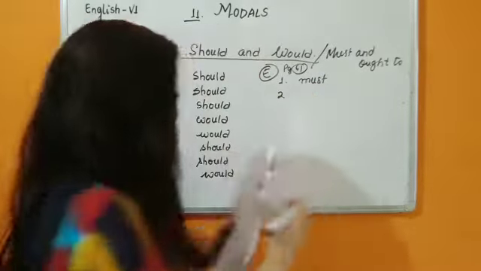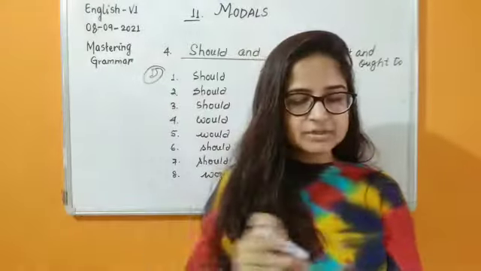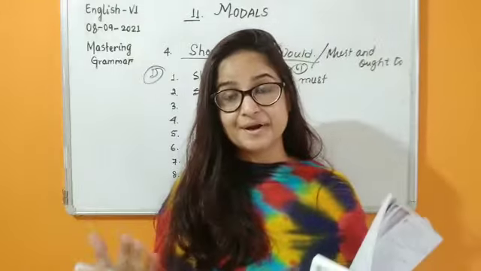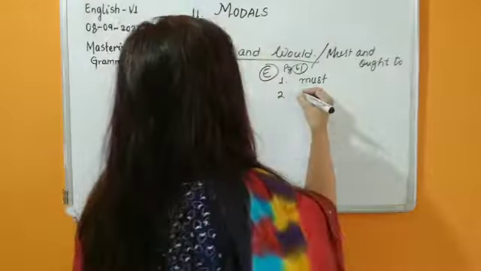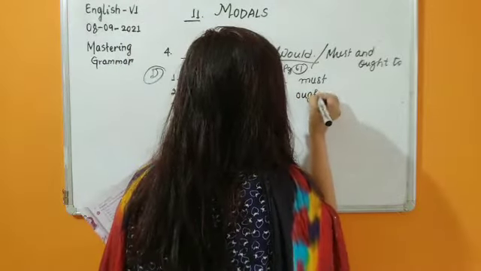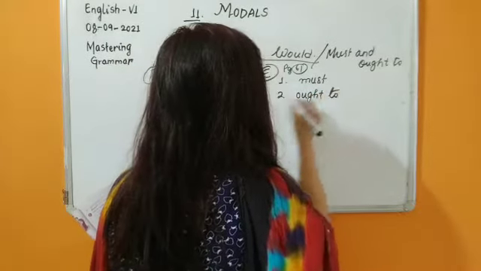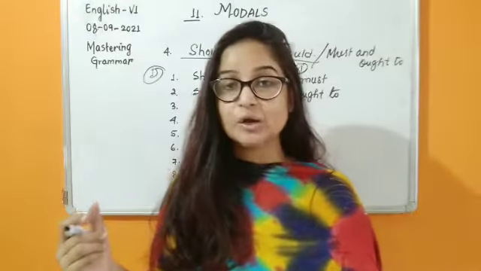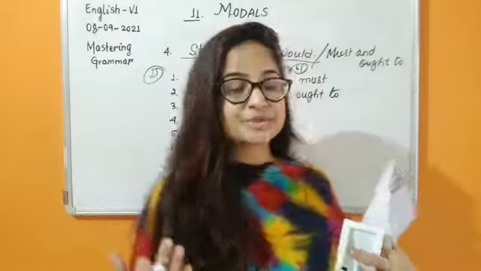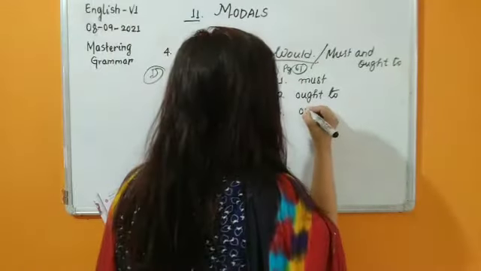Number 2, you dash take care of your old parents. So this is a moral duty that you have to take care of your old parents. So ought to, you ought to take. Number 3, we dash keep our locality clean. So it's our moral duty, that's why we are going to use ought to again.